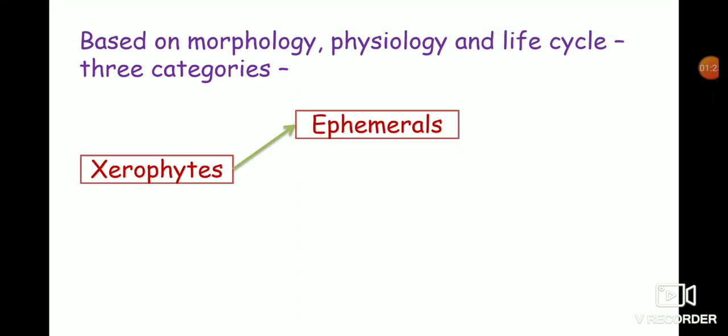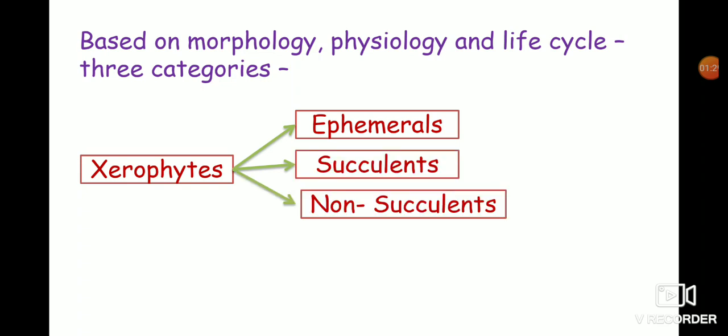Based on morphology, physiology, and life cycle, the xerophytes are classified broadly into three types. The first are the ephemerals, the second are the succulents, and the third are the non-succulents.